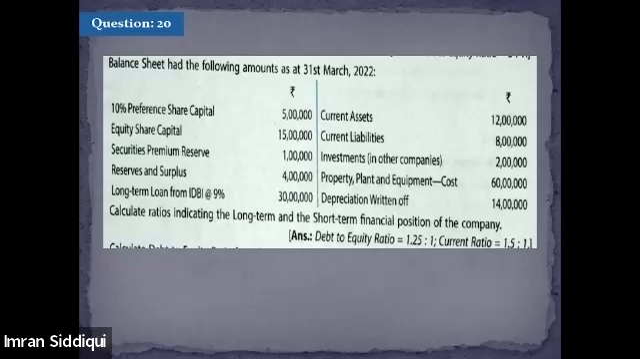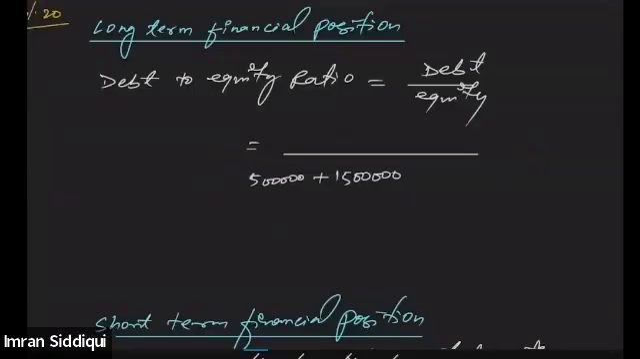So if reserve and surplus is directly given in the question, we do not have to consider the value of the security premium reserve. Why? Because I'm presuming that security premium reserve will also be included in the reserve and surplus. So instead of considering the security premium reserve, we should only consider the value of reserve and surplus. All right, so we'll add the value of reserve and surplus, 4 lakh.